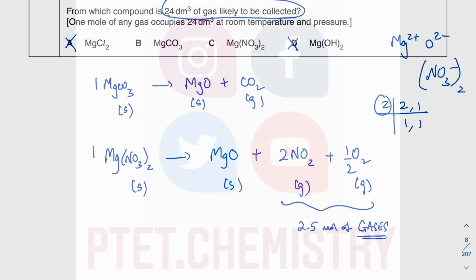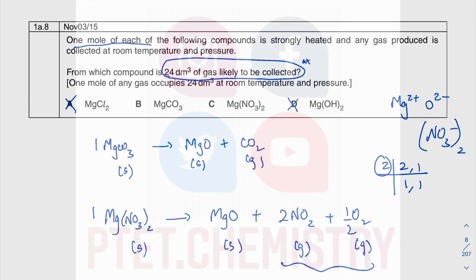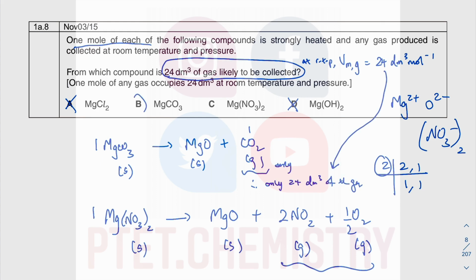Okay, we're talking about volume of gas at room temperature and pressure. Earlier, you have seen the molar volume of gas is 24 dm cube per mole. So it doesn't matter what gas you are, as long as you are gas, 1 mole of that gas will occupy the volume of 24 dm cube. So 1 mole of this gives you 1 mole of CO2 only, therefore only 24 dm cube of the gas based on molar volume definition, okay?